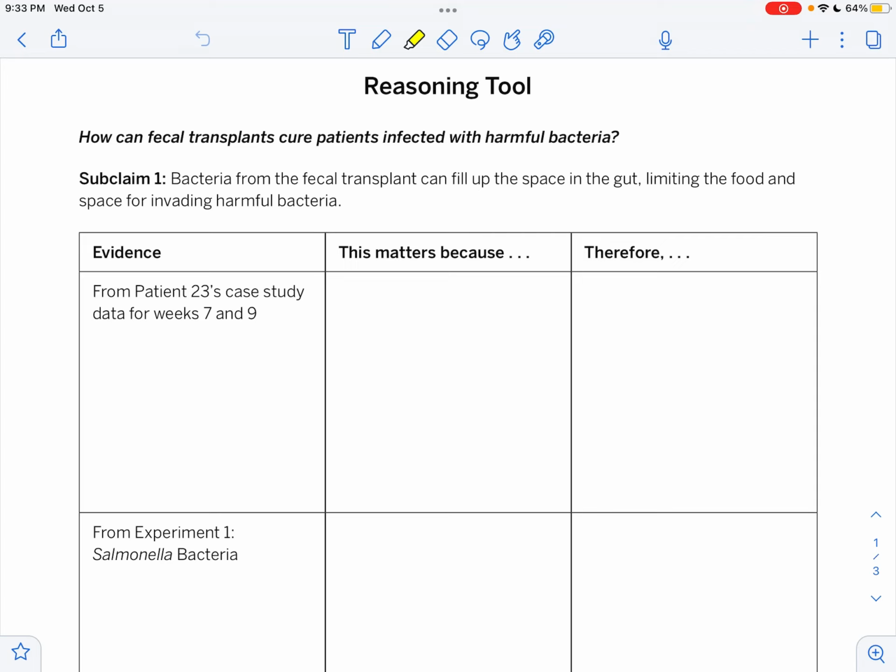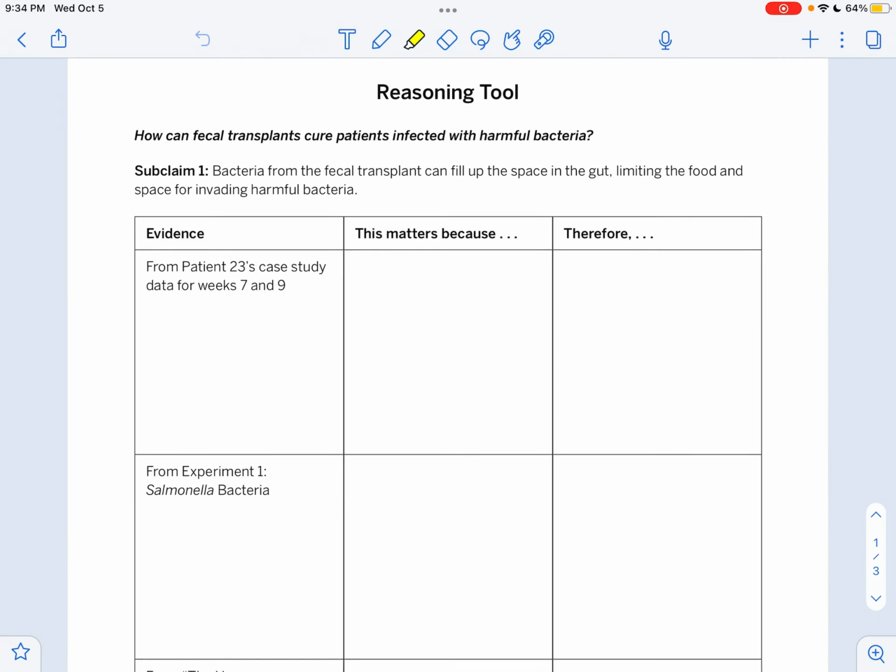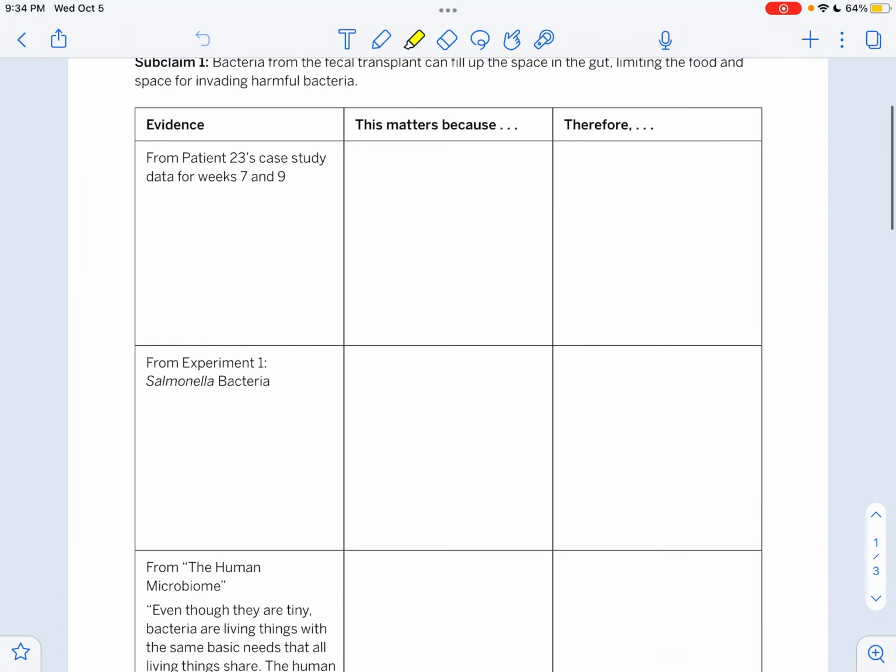Bacteria from the fecal transplant can fill up the space in the gut, limiting the food and space for invading harmful bacteria. In the table, you can see that there are 3 pieces of evidence, all of which we've gone over in class. I'll read them aloud. The first piece of evidence says, from patient 23's case study data for weeks 7 and 9.